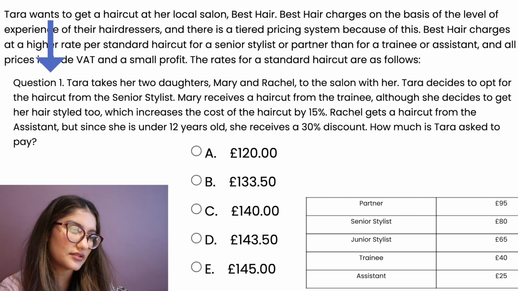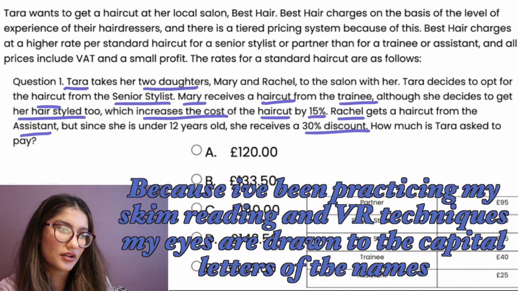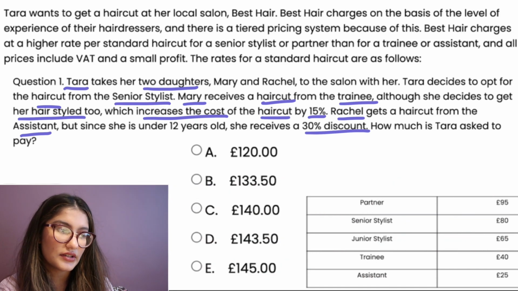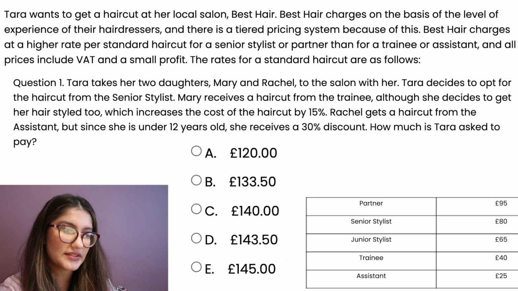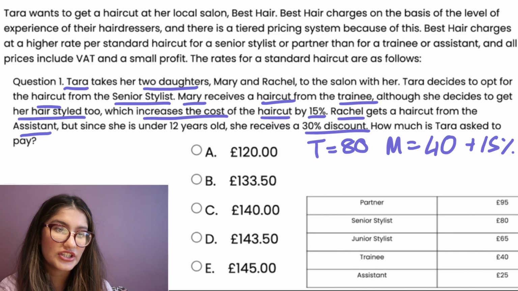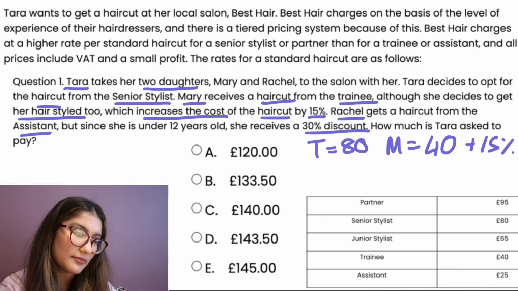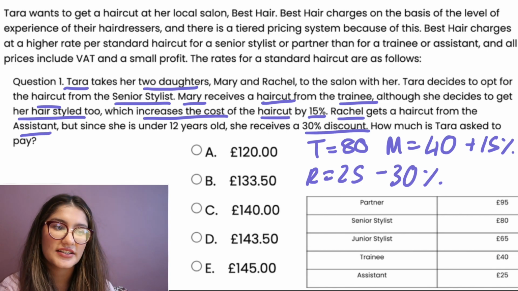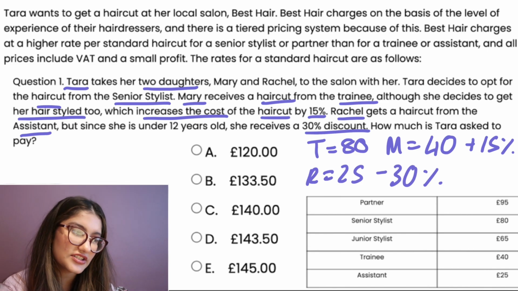So yeah, Tara takes 2 daughters, haircut, senior stylist, but she relieves Mary. So okay, Tara has 2 daughters. She goes for the senior stylist. Mary, I think that's her daughter, gets it from a trainee, but she gets her hairstyle too, which increases the cost by 15%. Rachel gets a haircut from the assistant, but because she's under 12, she has a 30% discount. How much is she asked to pay?